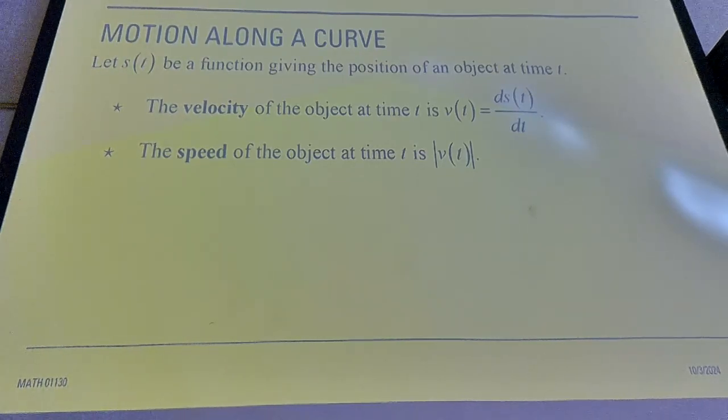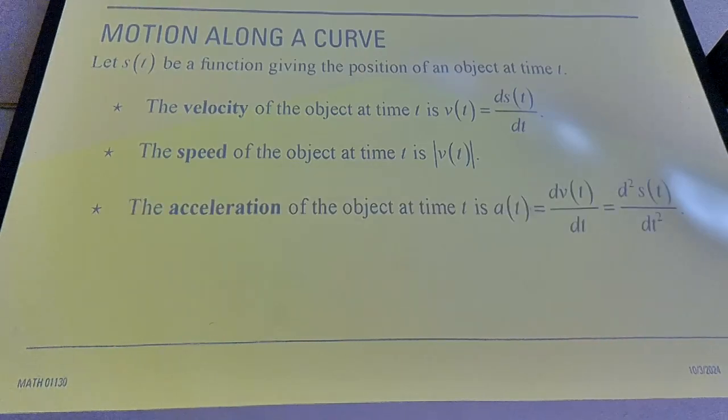Acceleration is change in velocity with respect to time. So it'd be the derivative of v, right? dv/dt. But velocity is a rate of change as well. So acceleration would either be dv/dt or the second derivative of s with respect to t.